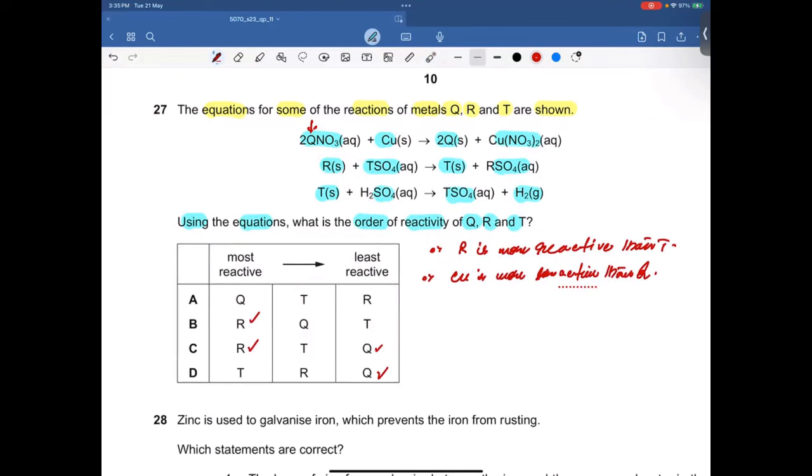I think C is going to be the right answer. Okay, because Q is less reactive than copper, and T is more reactive than hydrogen. That means T has to be between these two. That's the only option left.